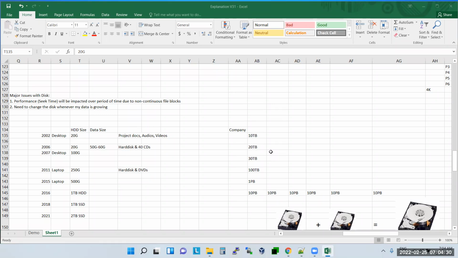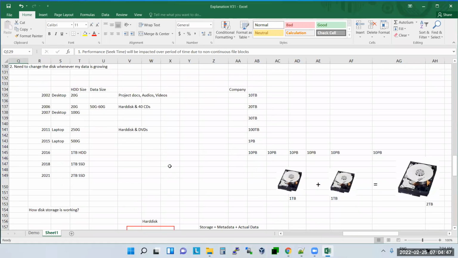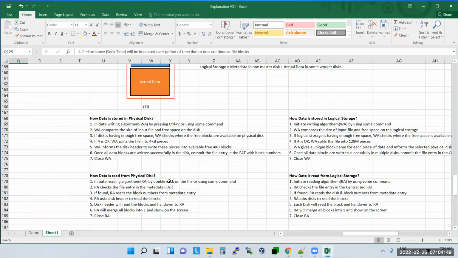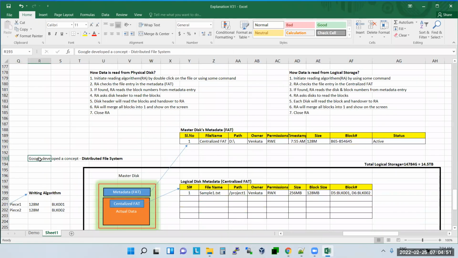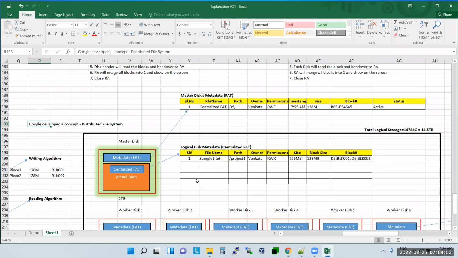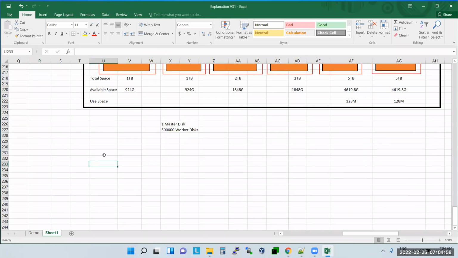Again, every company expects all their data in a central place for easy access. So how do we overcome these issues? To overcome these issues, Google has given a concept here, guys. It created a distributed file system.